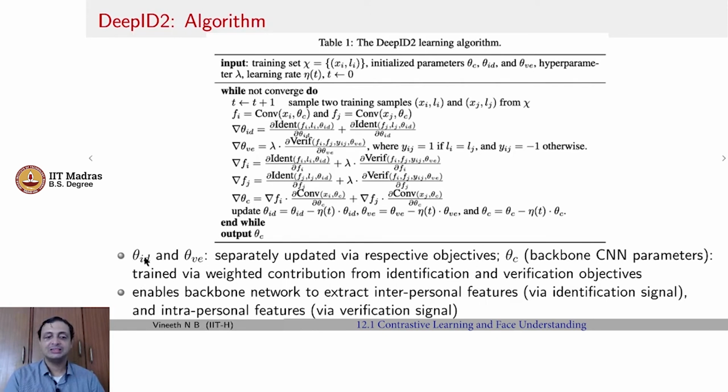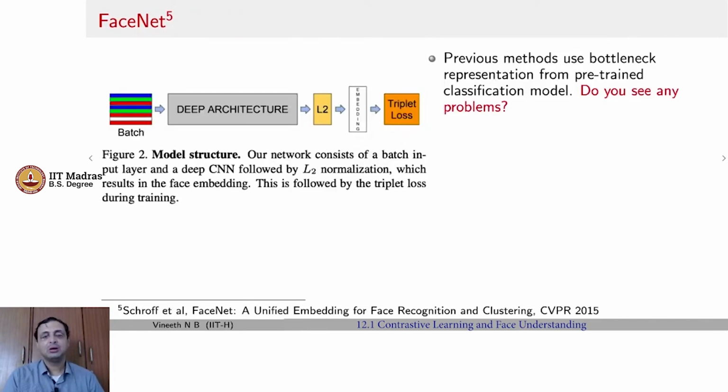So to summarize, θ ID and θ verification are separately updated via their respective objectives, but θC, which are the weights of the backbone CNN before you branch out into verification and identification, are trained via a weighted contribution from both identification and verification objectives. This enables the backbone network to learn both good interpersonal features and intrapersonal features.